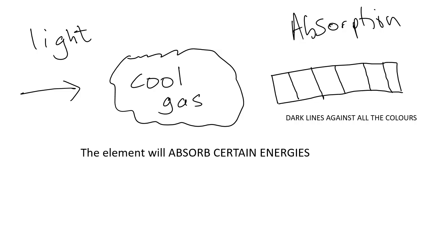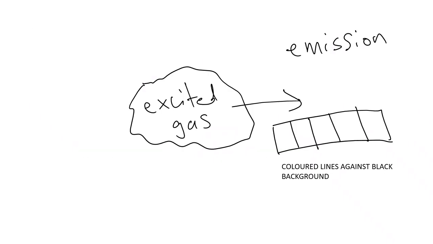So imagine you have a cool gas. The light spectrum is incident on the gas. It will produce an absorption spectrum. So there will be dark lines against all the colors because the element will absorb certain energies. Okay, so if you have an excited gas, it will emit certain lines. It will emit colored lines against a black background. This is the emission spectrum.